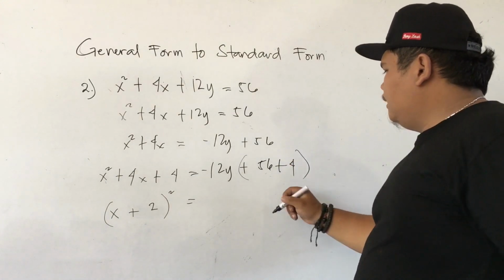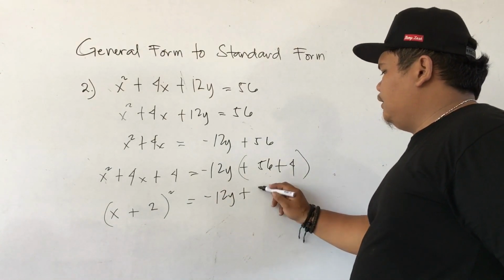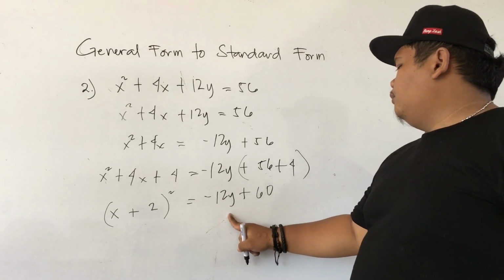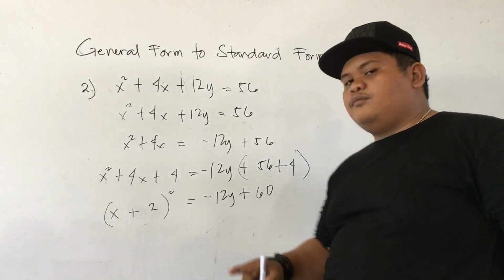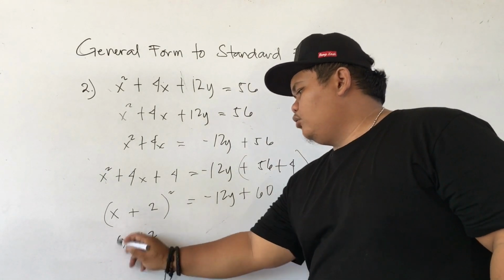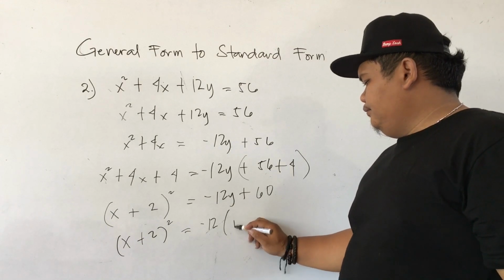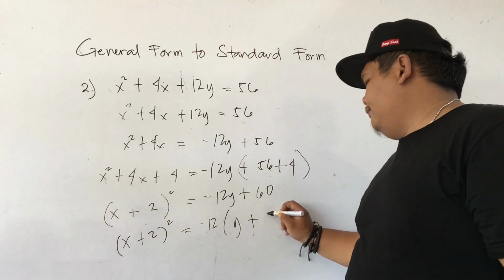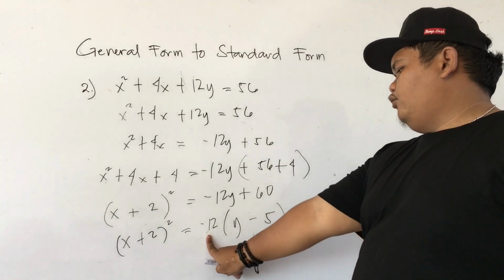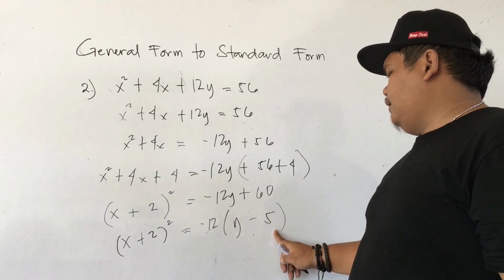So first we're going to combine the common terms. We have negative 12y plus 56 plus 4, which is 60. So since we have here negative 12y plus 60, our 12 and 60 have a common factor, and we are going to factor that out. So we have x plus 2 quantity squared equals to negative 12 times y minus 5, because negative 12 times y is negative 12y, and negative 12 times negative 5 is positive 60.